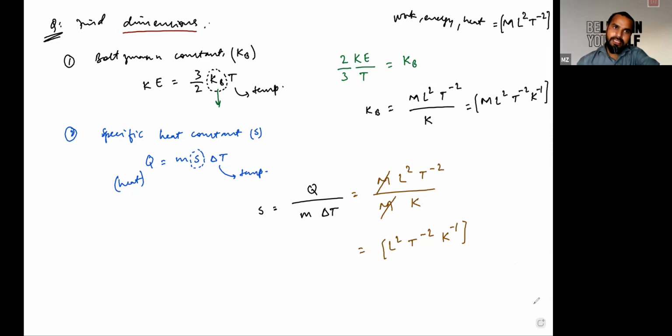Okay. Next one is to define some electrical terms. For the electrical terms, first try to define the dimension of charge. Have you learned any formula related to this particular charge? Abhinav?